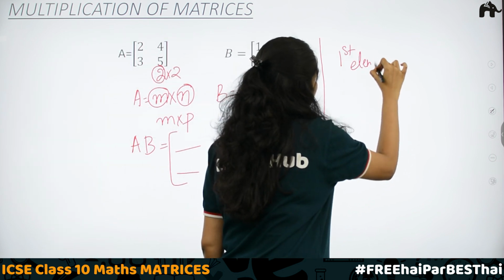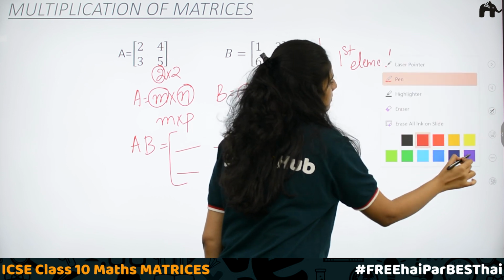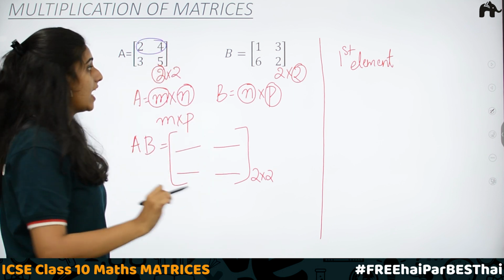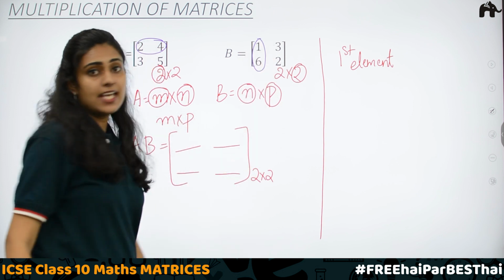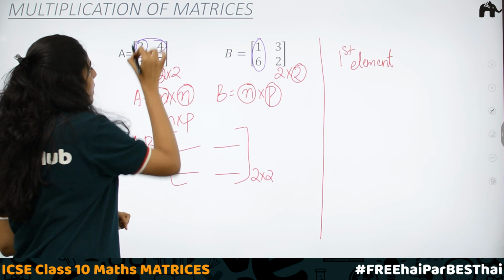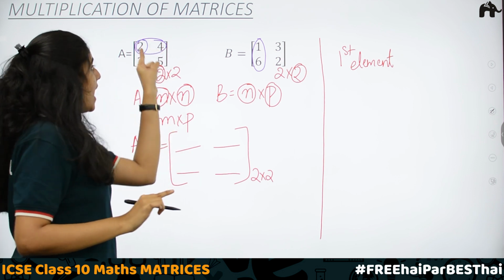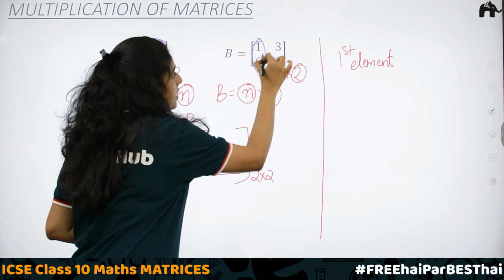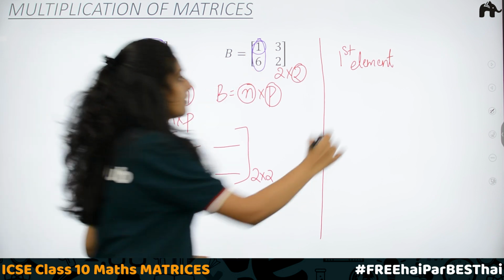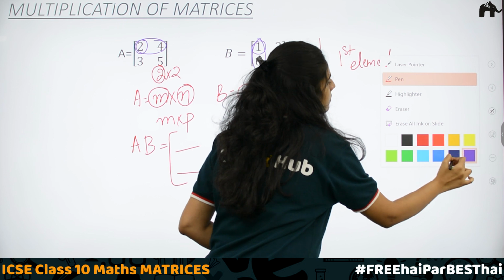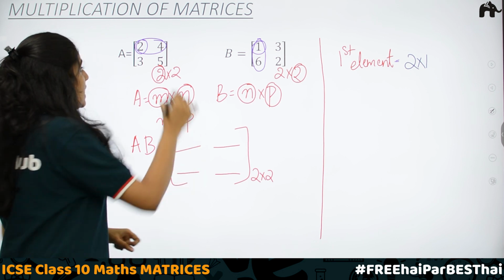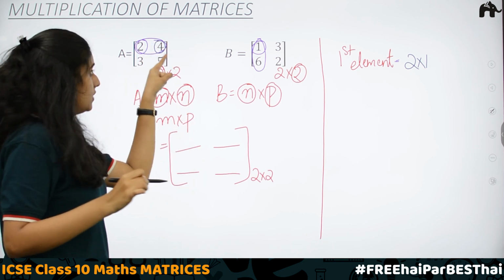To get the first element, we have to consider the first row of the first matrix and the first column of the second matrix. We are going to multiply them. Take the first element of the first row of the first matrix and multiply with the first element of the first column of the second matrix. That is 2 into 1.